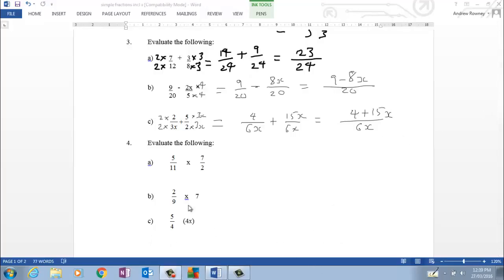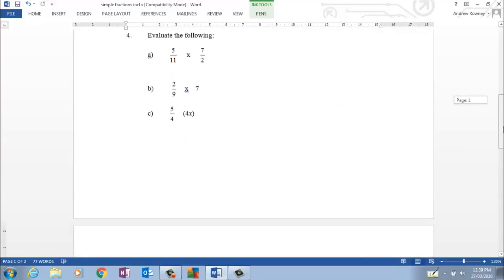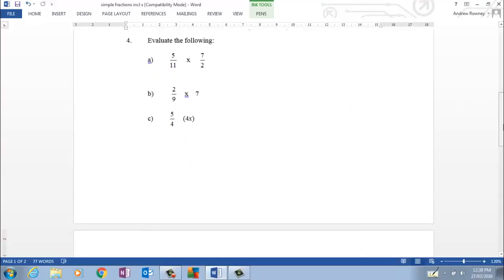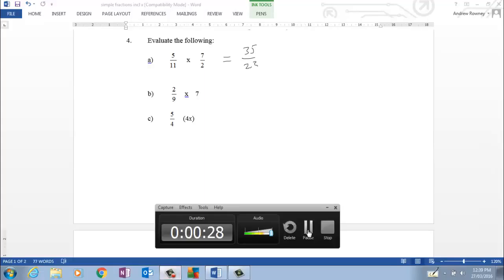Okay, now we're going to do multiplication of fractions, and the first one is 5 on 11 times 7 on 2. These are quite simple. All we do is we multiply the tops and multiply the bottoms. So 7 5s are 35 and 11 2s are 22, and that's your final answer. Okay, you pause the video and try B and C.